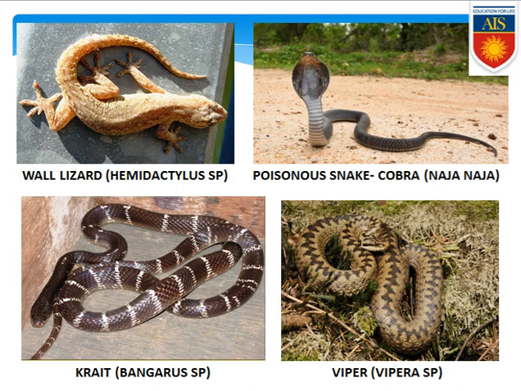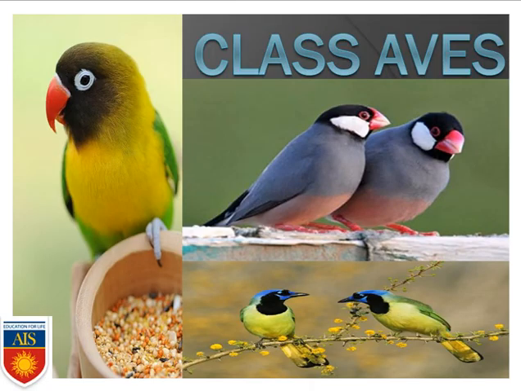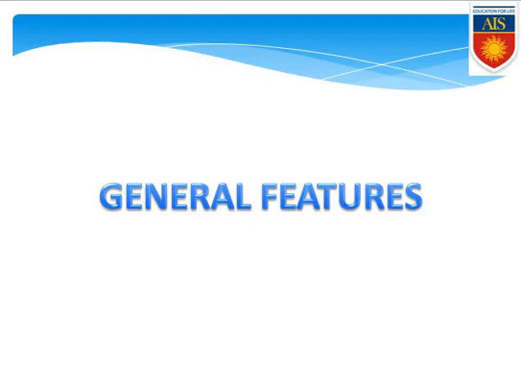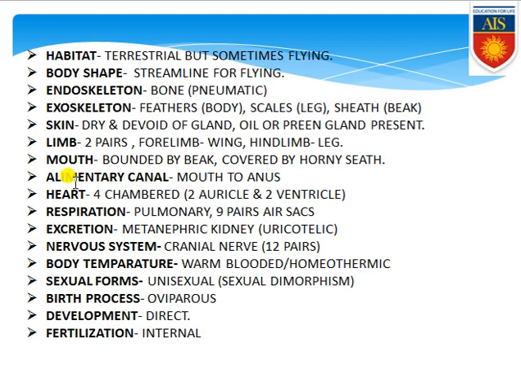Now we are shifting to the next class, and the next class is class Aves. First of all, we need to discuss the general features. Habitat is obviously terrestrial, but sometimes they can also fly because they have wings. Body shape is streamlined, elongated for flying.